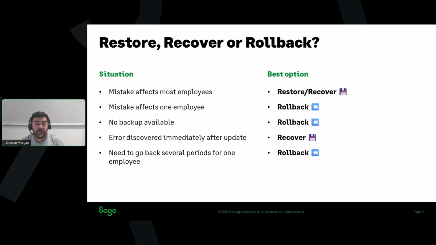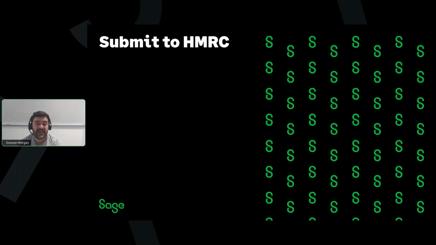Now, what we're going to focus on for the rest of the webinar is submitting that correction to HMRC. So we have seen how to correct the payroll records, either by restoring a backup or using the rollback wizard. And whatever point you go back to, you will need to reprocess your payroll from that date back up to the current pay date. So if it was 3 months ago, you would need to reprocess 3 months of payroll, updating records as you go.